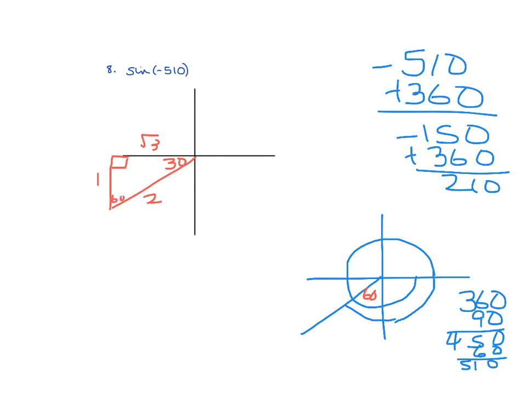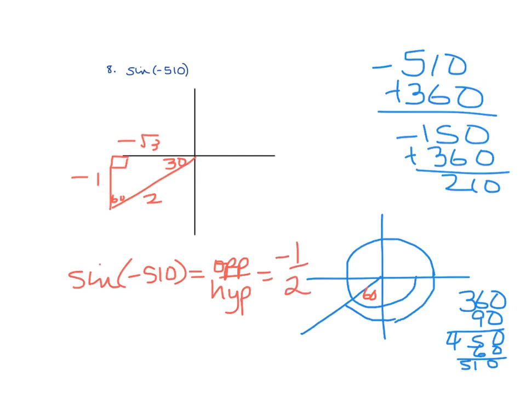Signs in quadrant 3 are negative, negative. So again, sine of negative 510, going to be opposite over hypotenuse, negative 1 over 2. You could have also done sine of negative 150.